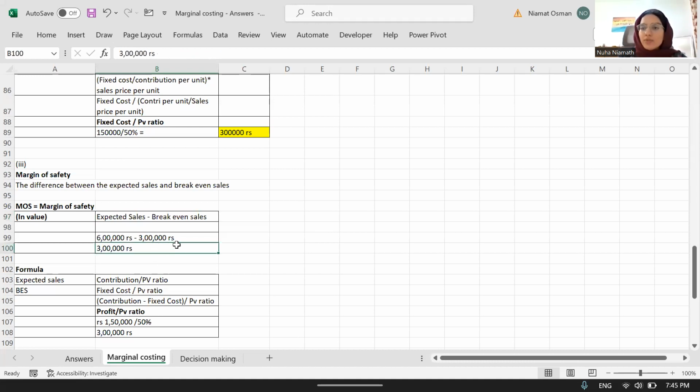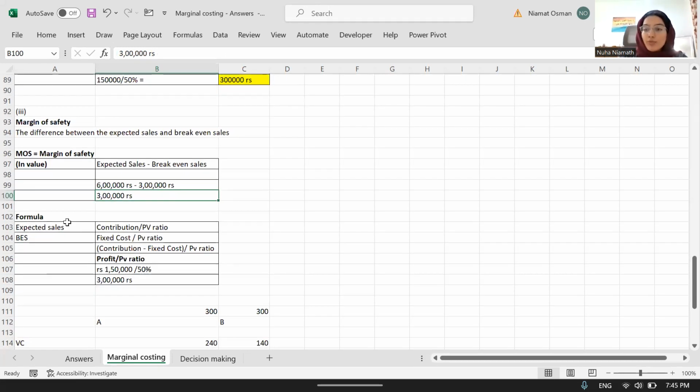So this is our margin of safety concept, which is my expected sales minus break-even sales. So in terms of value, there's no formula here. It's just the concept, expected sales minus break-even sales. But in terms of formula, let's look at it. We have expected sales formula to be contribution by PV ratio. Can somebody tell me how I came to this formula?